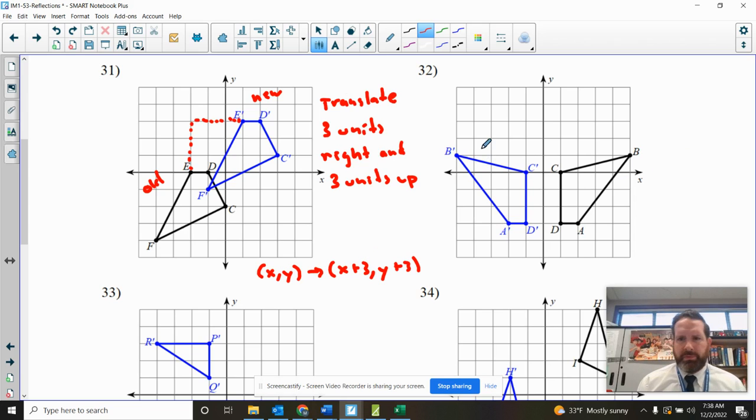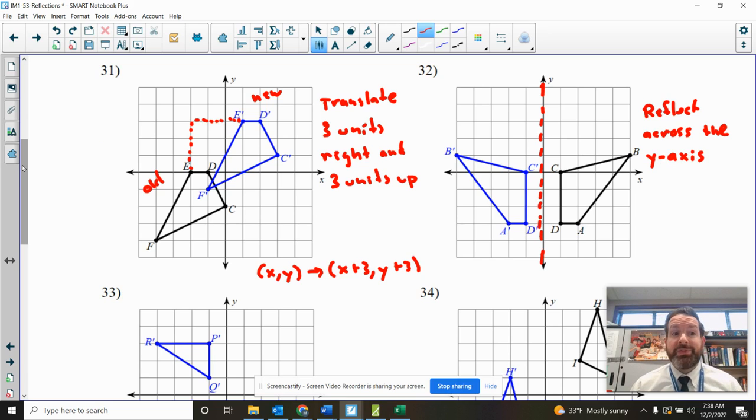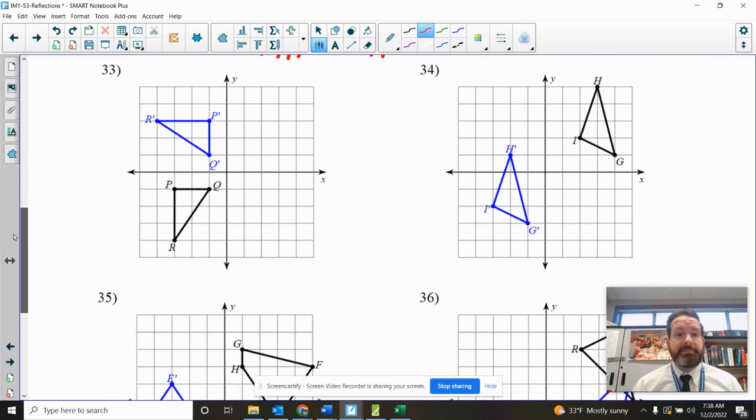Next up, 32. All right, this isn't a translation because the orientation changed. This looks like a reflection, and it looks like a reflection straight sideways, right, from here to here. And that's in fact what it is. So this is a reflection across, and you can describe it a few different ways. The easiest way is to call it the y-axis. Across the y-axis. You could also call it the line x equals 0. That is the same thing.